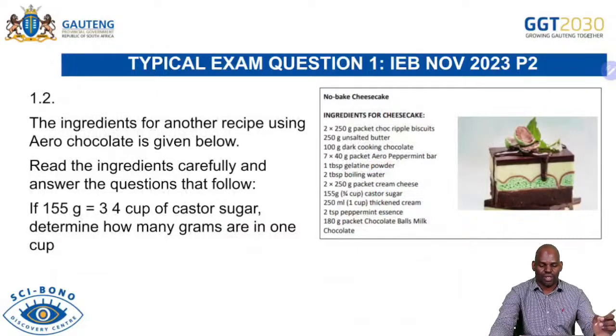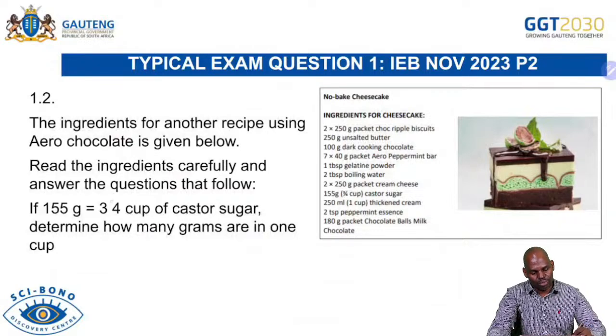Right, then the next question in the very same information is: the ingredients of another recipe using Aero chocolate is given below. Read the ingredients carefully and answer the questions that follow. If 155 grams is equal to 3/4, so this must be 3/4 of a cup. If you check in the recipe, it's clearly indicated there 155 grams. Now the question is, how do you measure 155 grams? You can just take 3/4 of a cup.